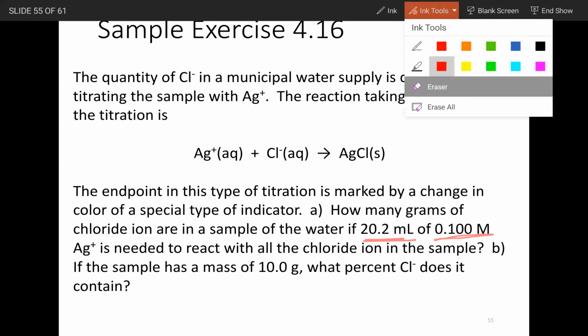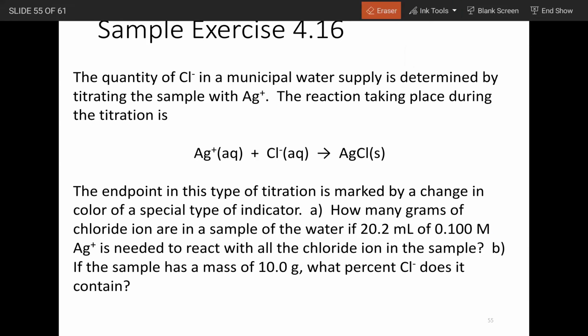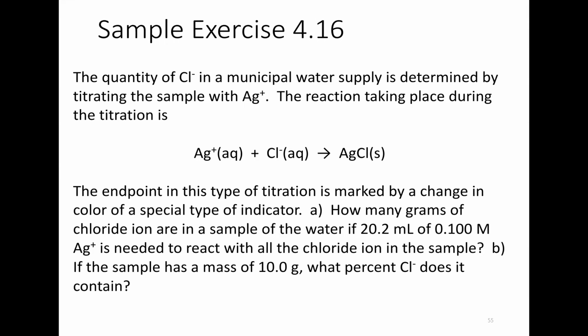I would encourage you to try to work through this one on your own, and you may want to pause the video so you can see all the information. Just note that it's a 1-to-1 mole ratio with all of these substances. So 1 mole of silver ions plus 1 mole of chloride ions gives us just 1 mole of the silver chloride precipitate.